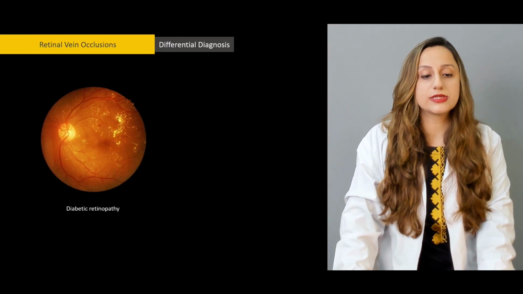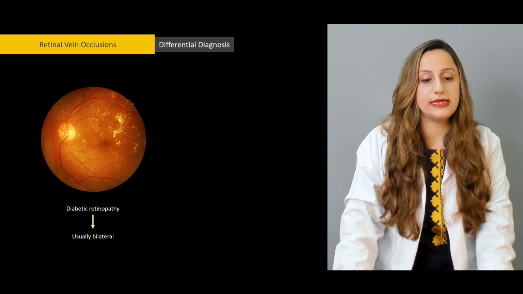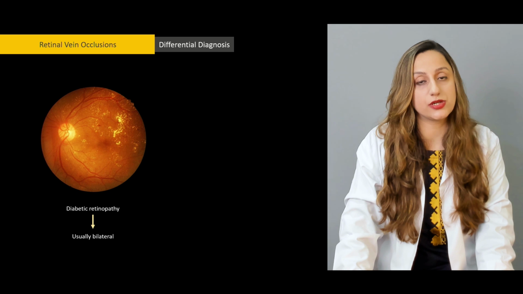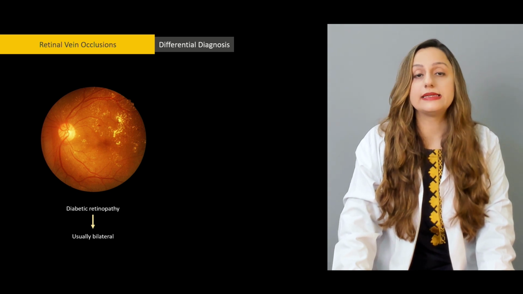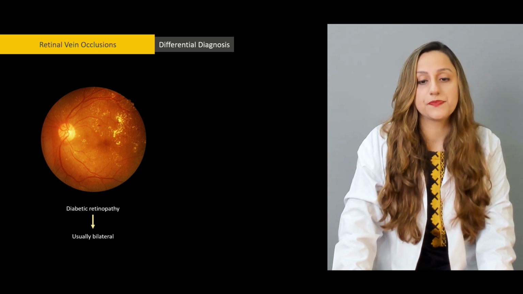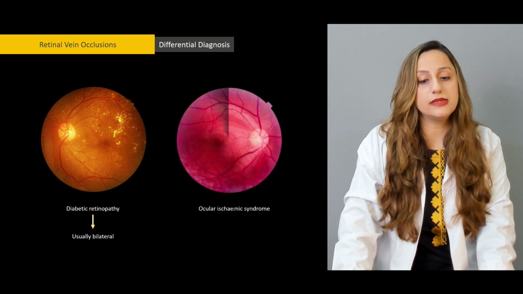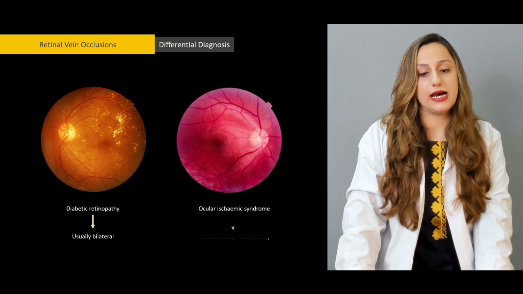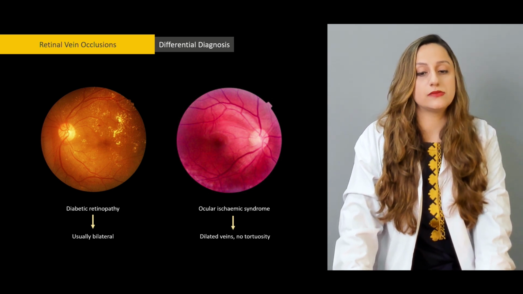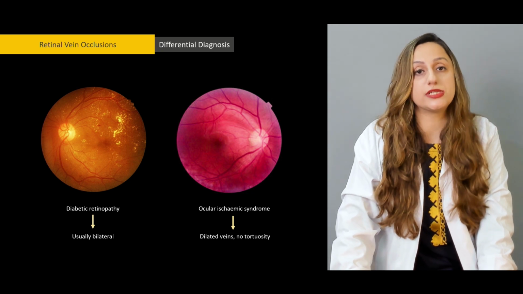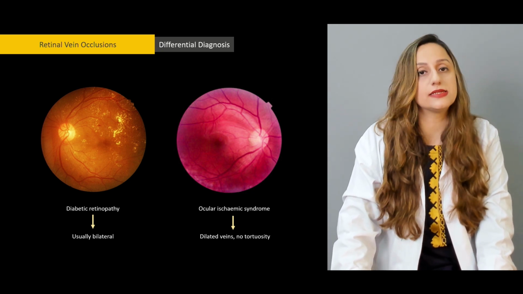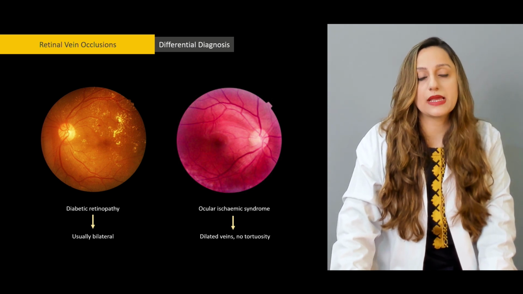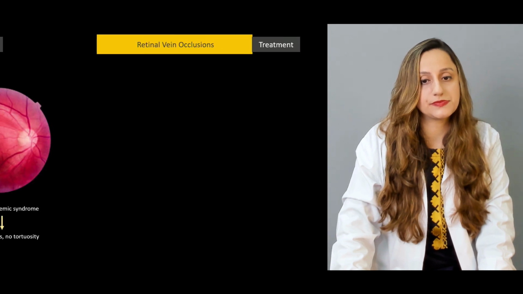The differential diagnosis would include diabetic retinopathy, and that is usually bilateral. So a vein occlusion can be unilateral in a lot of cases, while diabetic retinopathy is usually bilateral. On the other hand, these symptoms can be confused with the ocular ischemic syndrome, which usually shows no tortuosity in the veins, and we have dilated veins in these individuals, which is quite contrary to central retinal vein occlusion.